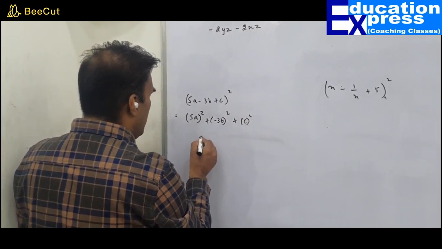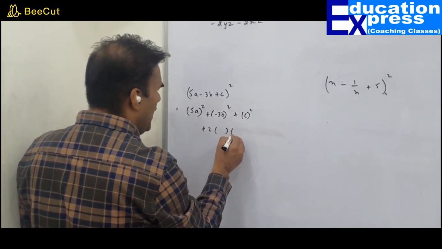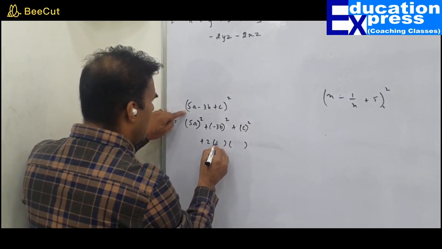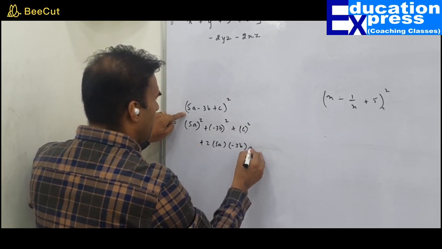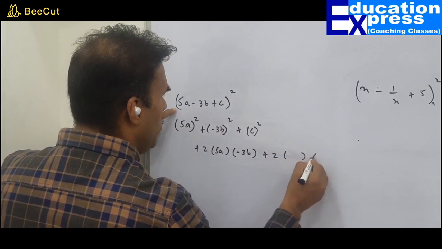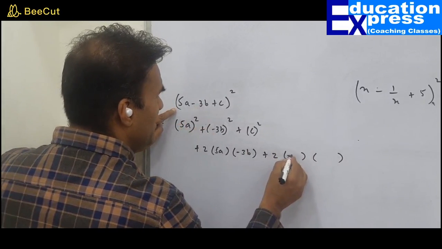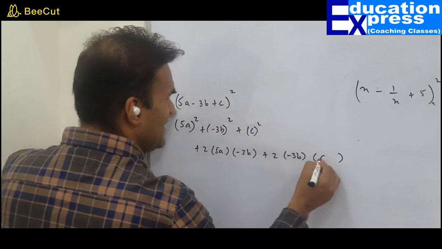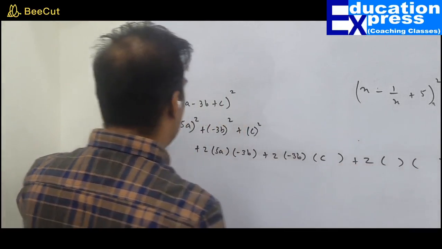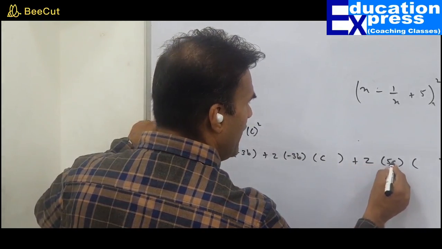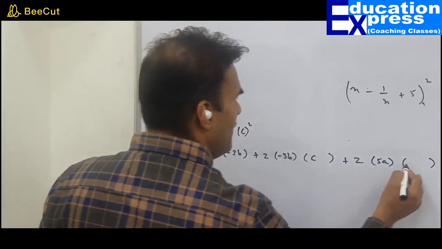After that, plus 2 into a into b. What is in place of a? 5a. In place of b, minus 3b. Plus 2 into B into C. B is 3B. This is C. Plus 2 into A into C. In place of A we have 5A. In place of C we have C.